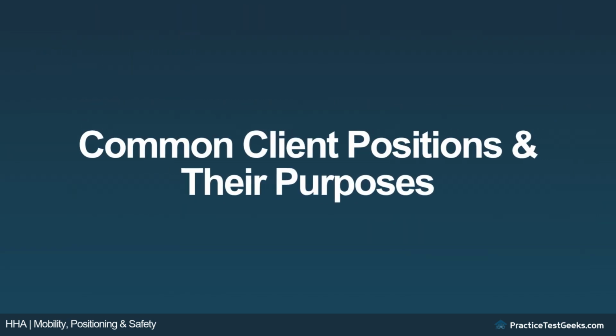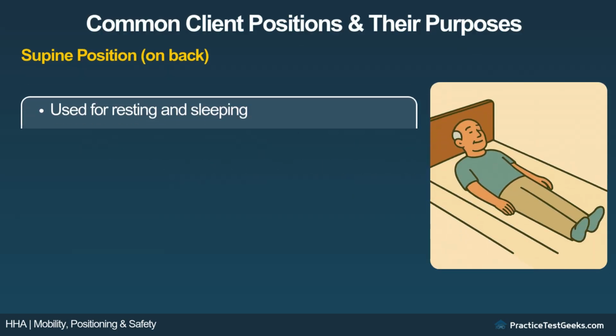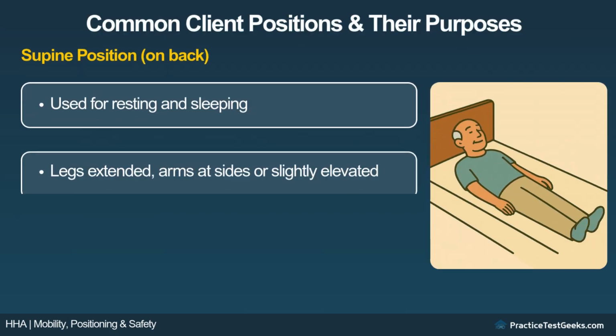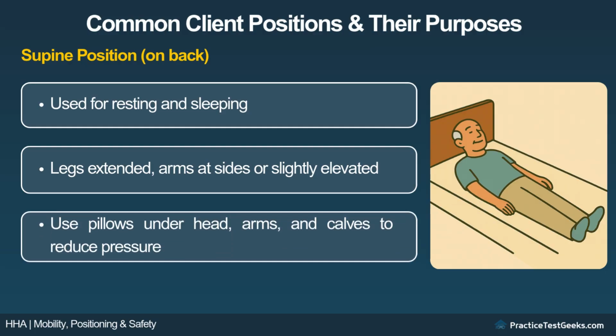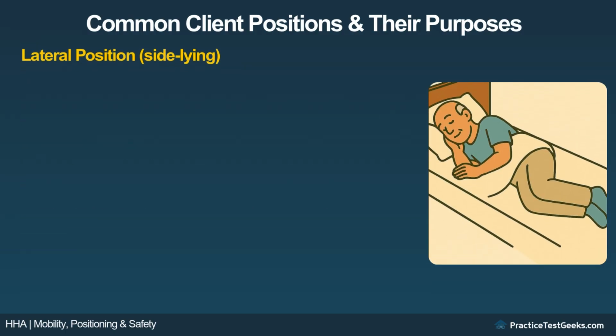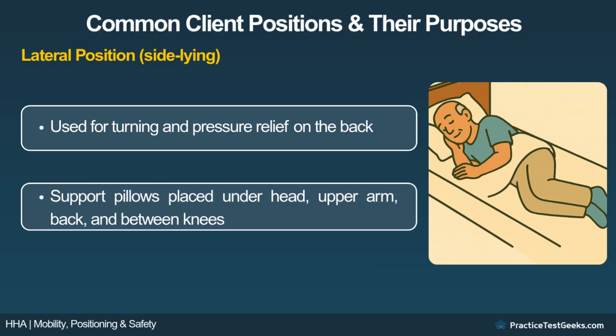Common client positions and their purposes. Supine position, on back, used for resting and sleeping. Legs extended, arms at sides or slightly elevated. Use pillows under head, arms, and calves to reduce pressure. Lateral position, side lying, used for turning and pressure relief on the back. Support pillows placed under head, upper arm, back, and between knees.